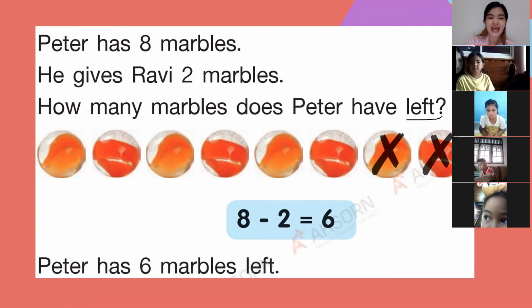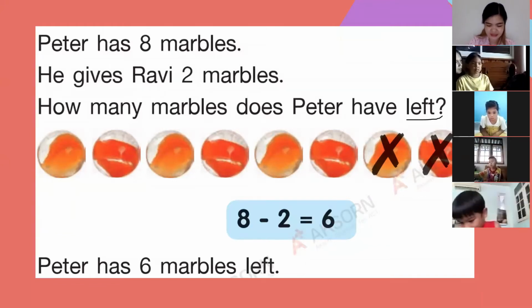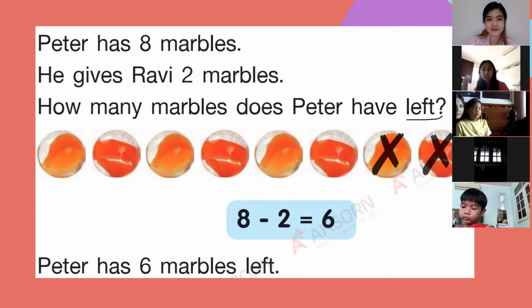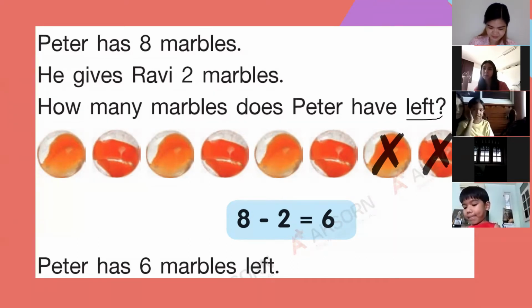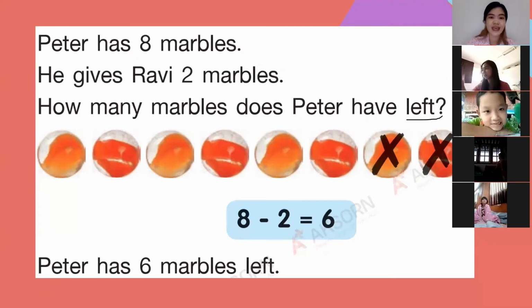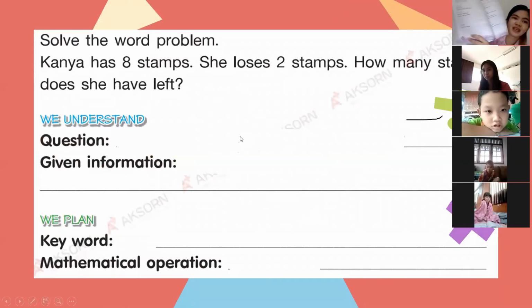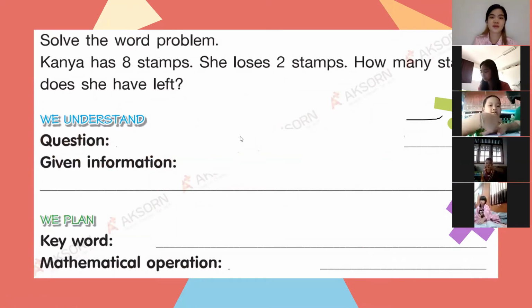Very good. So Peter has 6 marbles left. Okay, did you get it? Did you understand? Do you understand? Okay. So let's answer your book. Please open your book on page 84. This is page 84.